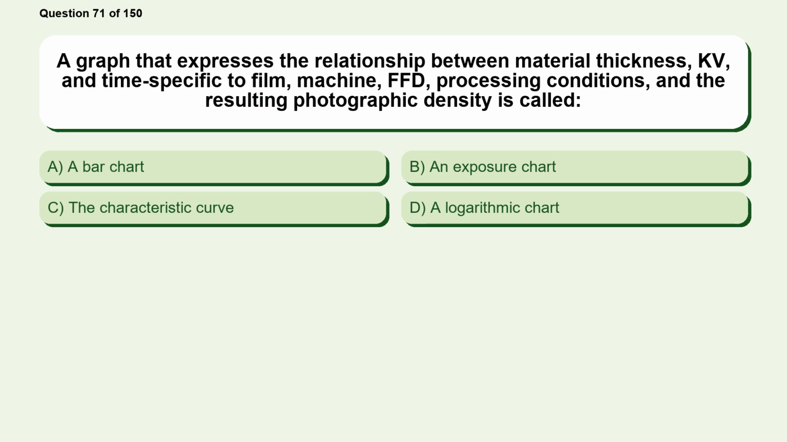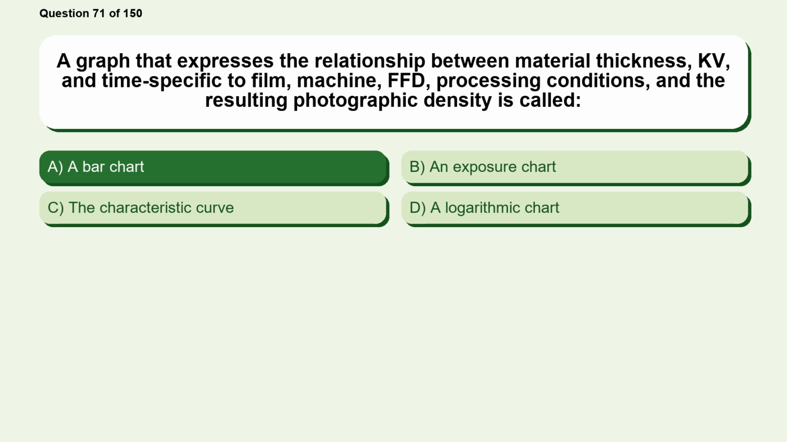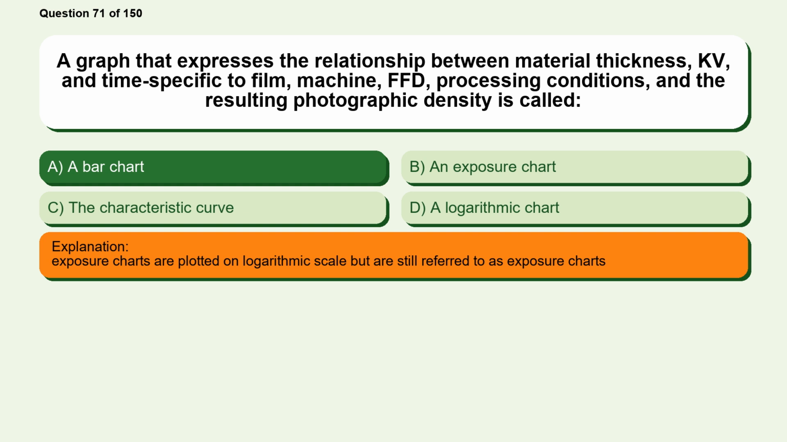Question 71. A graph that expresses the relationship between material thickness, kV, and time specific to film, machine, FFD, processing conditions, and the resulting photographic density is called: Option A. A bar chart. Option B. An exposure chart. Option C. The characteristic curve. Option D. A logarithmic chart. The correct answer is option A. A bar chart. Exposure charts are plotted on logarithmic scale but are still referred to as exposure charts.